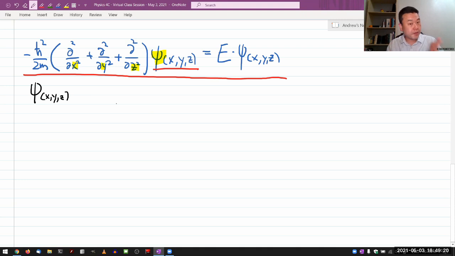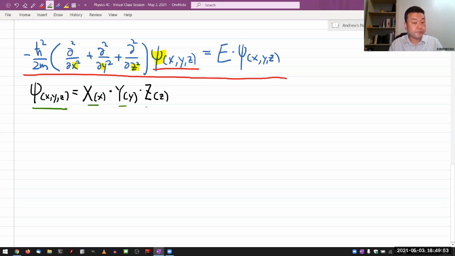And one way I'm hoping it might be separated is one function in terms of one variable, times another function in terms of another variable, times another function in terms of the third variable. So I have a three-variable multivariable function. What I'm supposing is that it is possible to divvy up this solution in this way. Let's see what happens to this equation. Let me just plug it in and write down what happens.